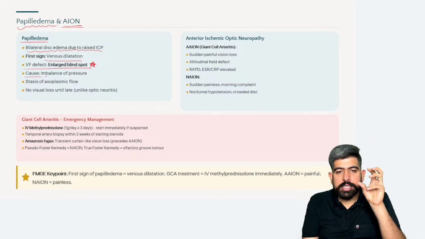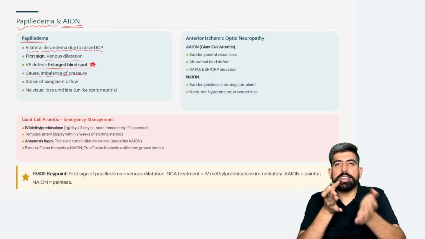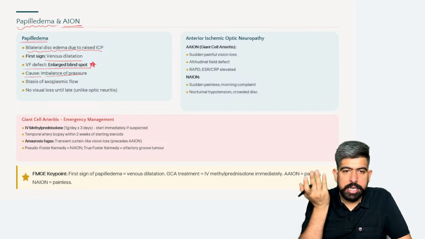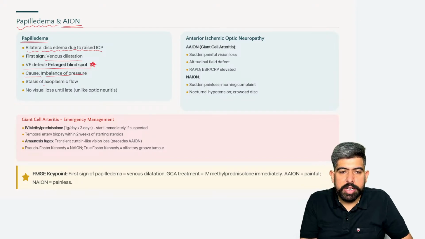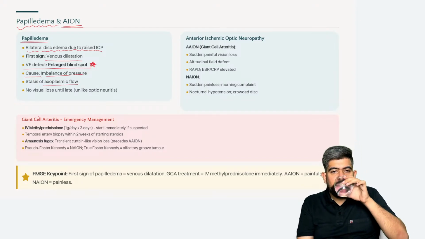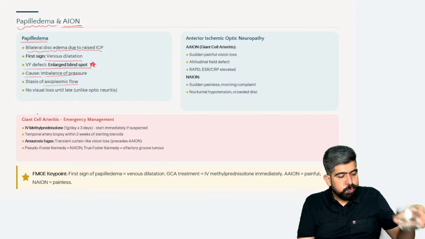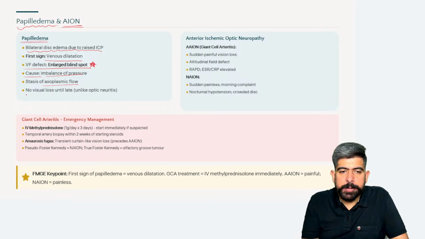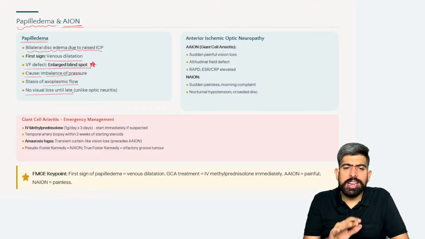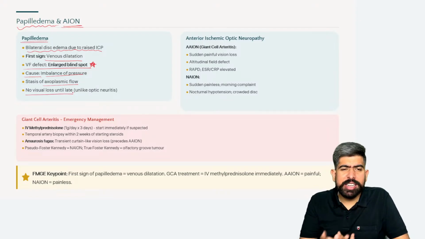Now, what are the causes here? Please remember the imbalance of pressure inside the brain, which increases the intracranial pressure. Also, there can be stasis of the axoplasmic flow. There is no visual loss until late, unlike in optic neuritis cases, and later on it will be seen.